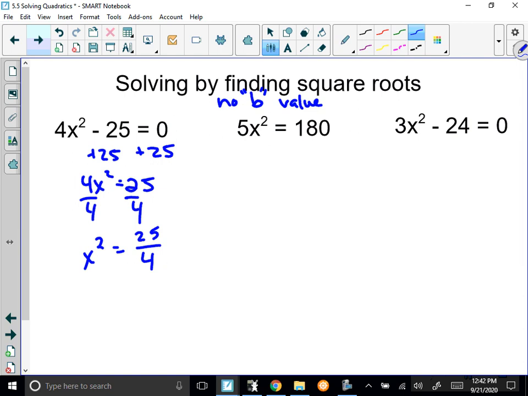Now that I have x squared by itself, now is when I want to square root. So I will square root both sides. And I will get x equals square root of 25 is 5, square root of 4 is 2. So 5 halves, or 2.5.